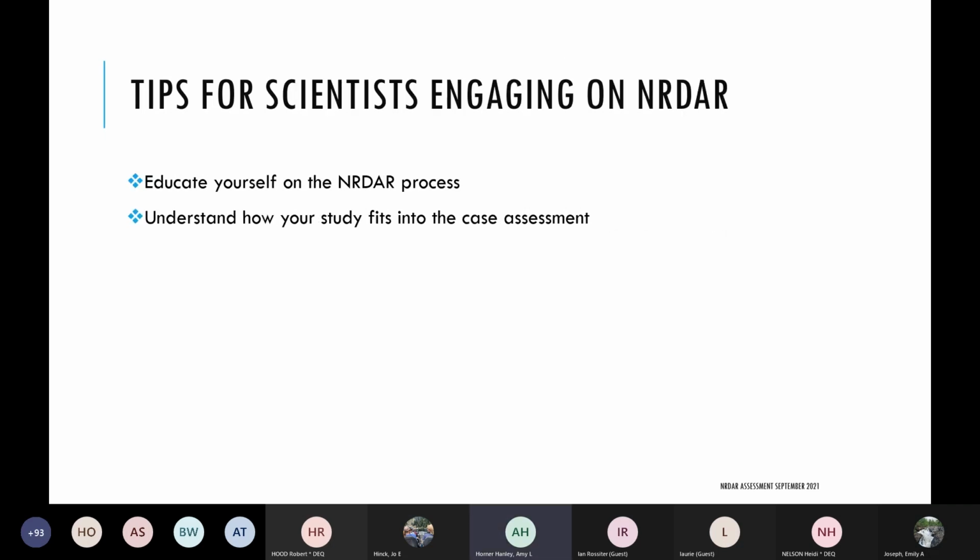On the other hand, here are some tips for scientists who are engaging on NRDA for their first time. There's materials out on the web, so you might want to educate yourself on the NRDA process. Hopefully the case manager will also provide you some background, but if you're thinking about getting involved in a NRDA case, you might want to do some background reading on that and be sure that you understand how your study fits into the case assessment. Make sure that the techniques or the methods that the trustees think that they want you to use are appropriate for what they're trying to measure.